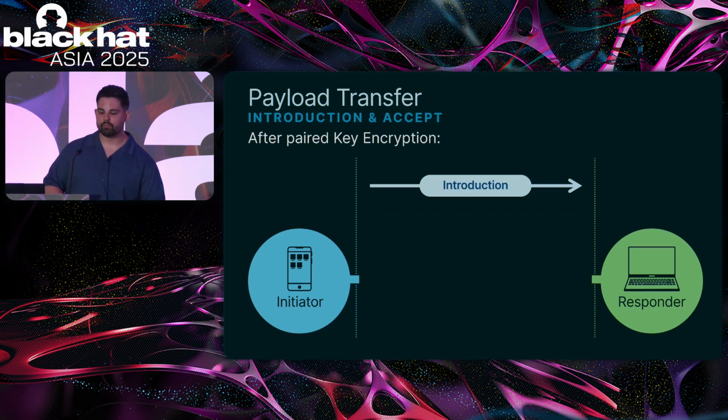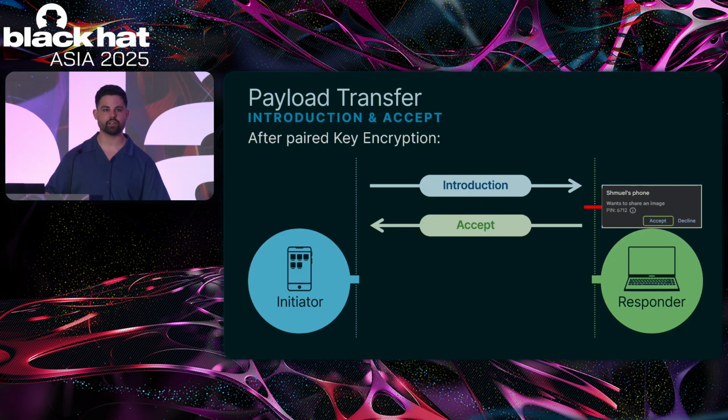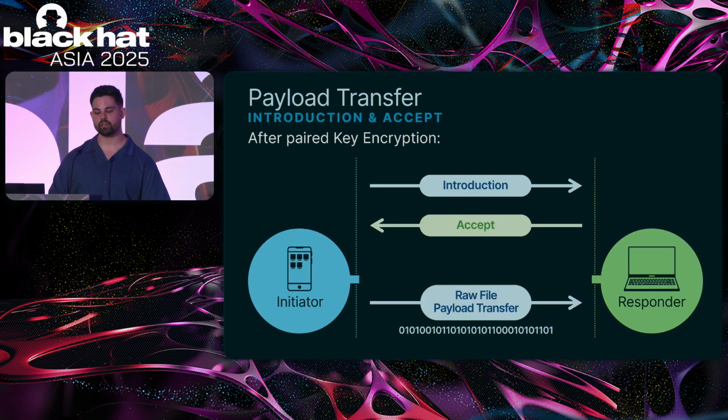So after visibility modes have been enforced, the initiator sends a file introduction packet showing some data about the file that it would like to send. Then the responder is prompted with a file introduction dialog, hopefully presses accept, which triggers an accept packet back to the initiator, and only then the initiator sends the file itself over a payload transfer packet. So now we understand the basic flow of QuickShare's protocol from a network perspective.